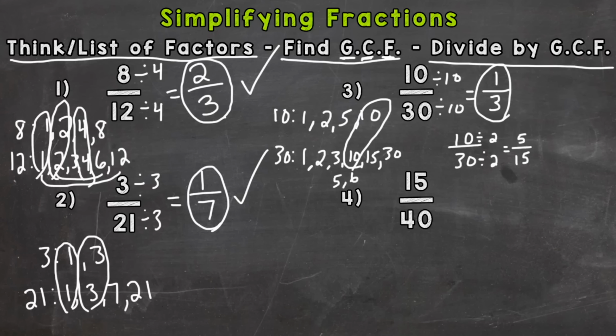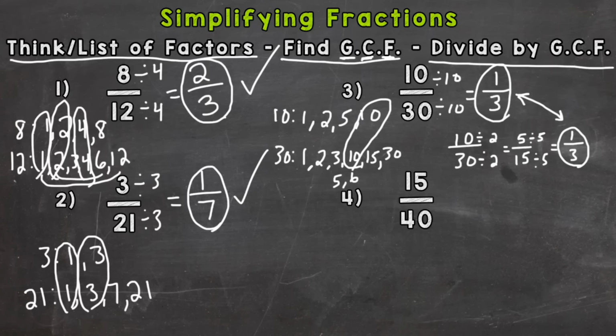Now, if we take a look at 5 and 15, is there a number, a common factor between 5 and 15? Hopefully you're thinking we can divide both of those by 5. Let's divide 5 by 5 and 15 by 5. 5 divided by 5 is 1. 15 divided by 5 is 3. And we got to 1/3. We got the same answer, two different paths, same answer. And there's other paths you can take to simplify that fraction and get to 1/3.